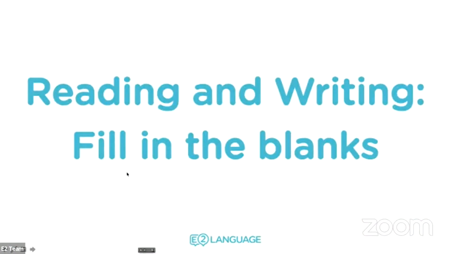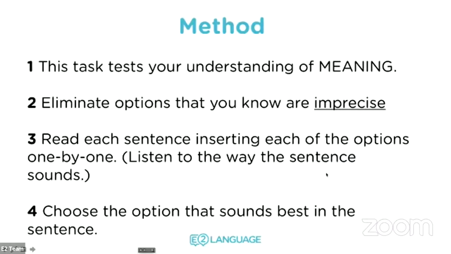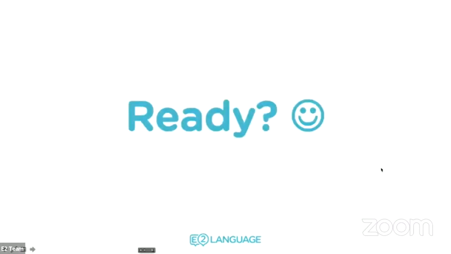Cool, last one, reading and writing fill in the blanks. 5 or 6 of these, you have to make a word choice. One of these words will be accurate, the others will be grammatically possible, but inaccurate in terms of meaning. In other words, only one will be precise. This task tests your understanding of meaning, eliminate options that you know are imprecise, read each sentence, inserting each of the options one by one, and listen to the way the sentence sounds. Choose the option that sounds best in the sentence in terms of precision.